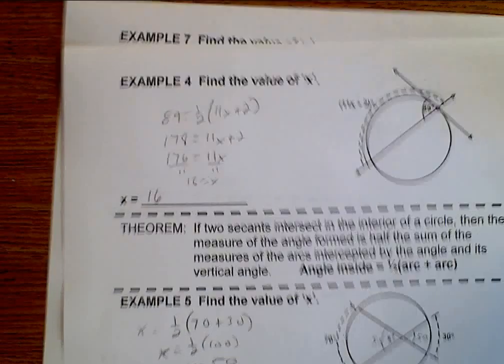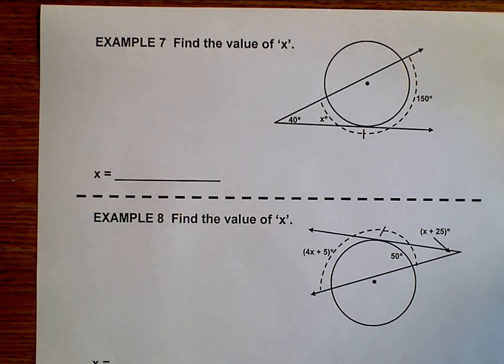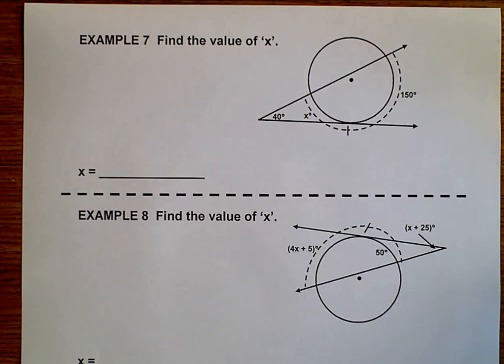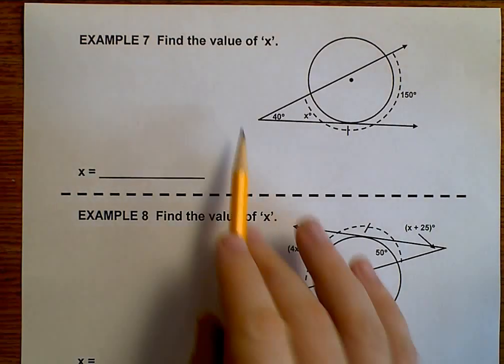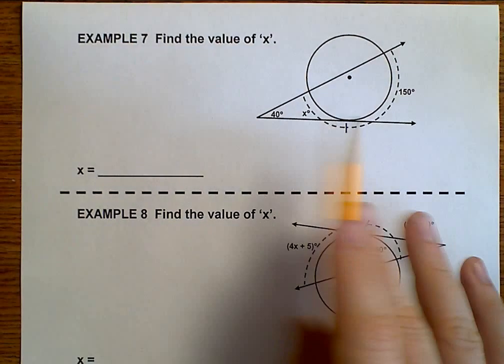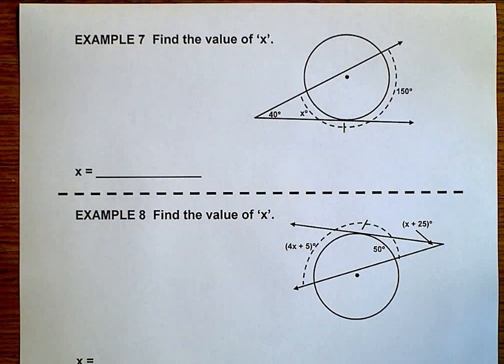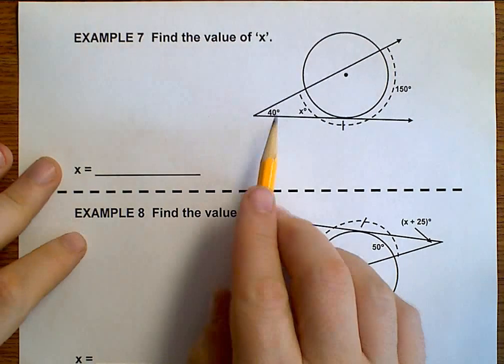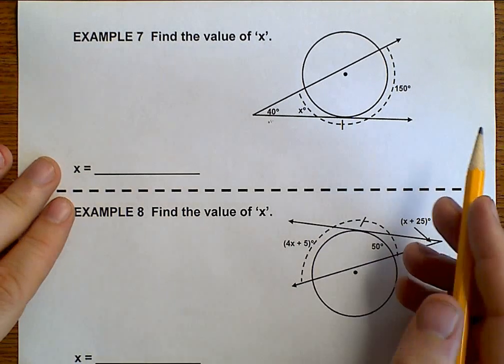Let's move on to example number 7. I know this looks different because we have one line that touches the outside, one line that goes through the middle. It doesn't matter, it's still an exterior angle, and we're going to solve it the same way.